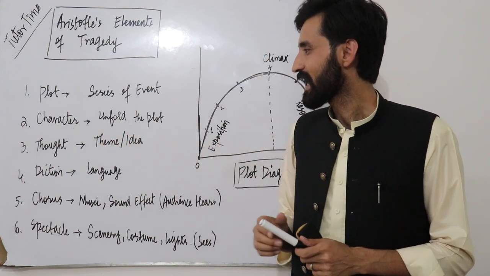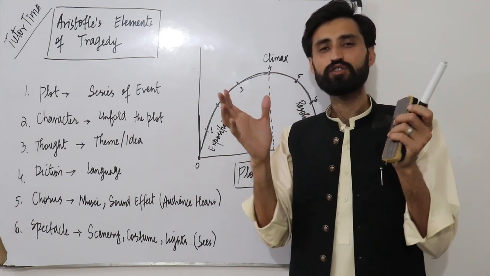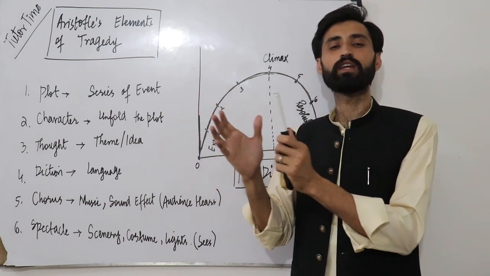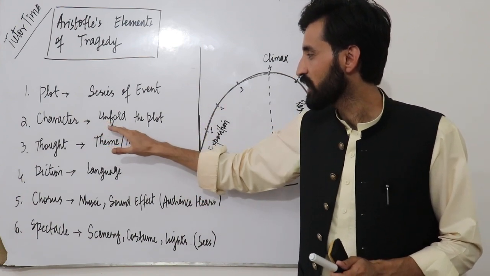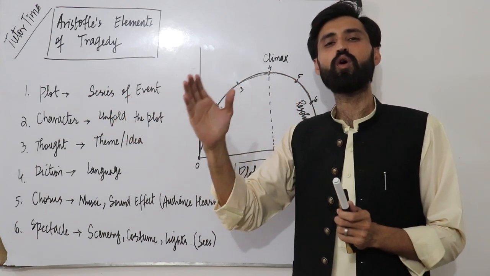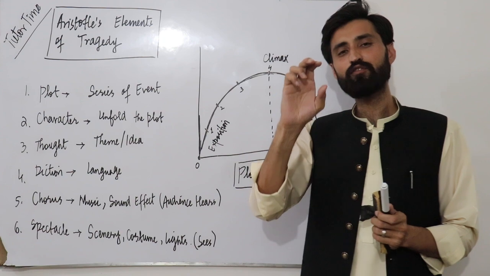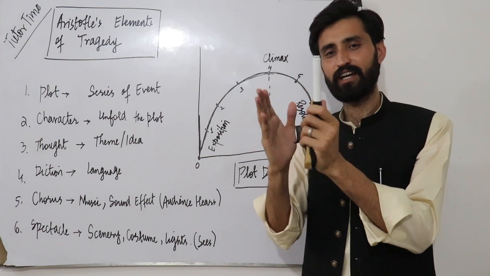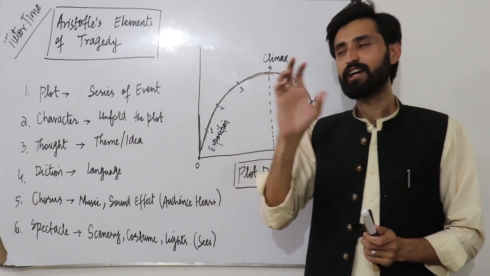The second thing is character. There must be characters, meaning performers who can talk to each other, and there will be physical movements, like movement from one place to another or from one position to another. These characters actually unfold the plot. They are involved in actions and unfold that series of events. They first do the first event and then the second one, the third one. This is how they let the audience know what the plot actually is.